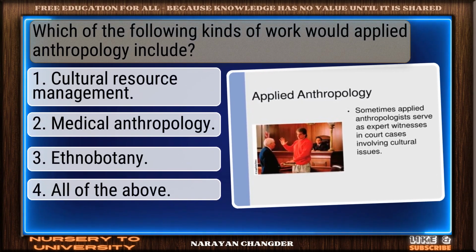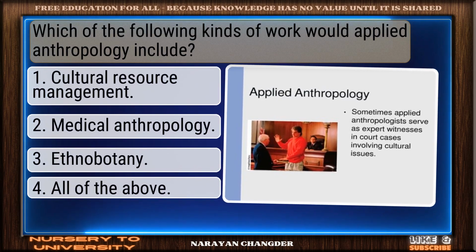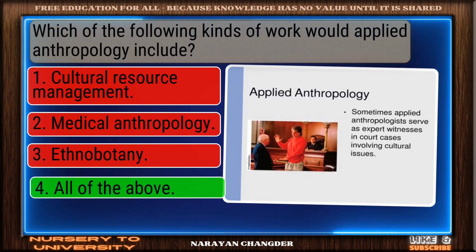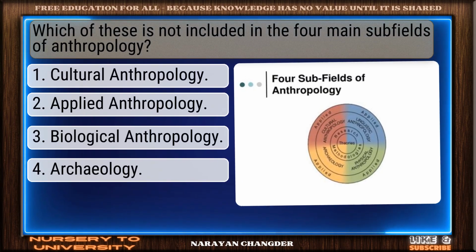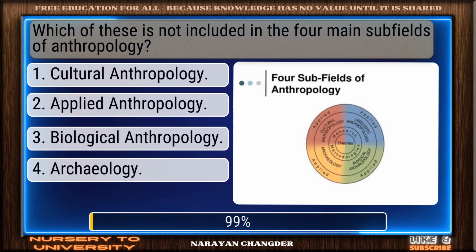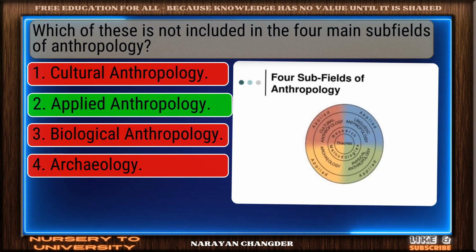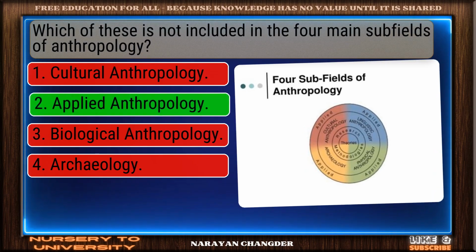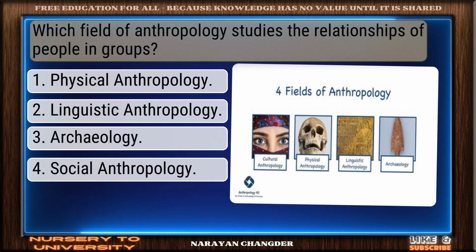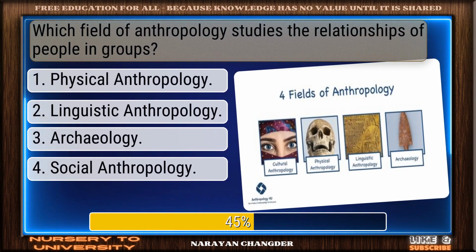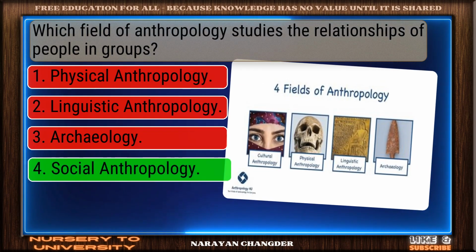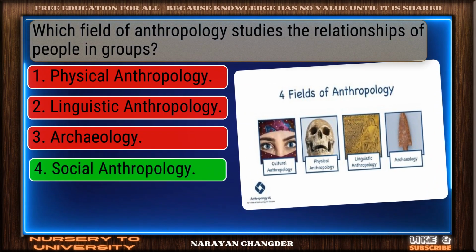Which of the following kinds of work would applied anthropology include? Valid point. All of the above is true. Which of these is not included in the four main subfields of anthropology? Strong choice. Applied anthropology is the right answer. Which field of anthropology studies the relationships of people in groups? Well reasoned. Social anthropology is the correct choice.